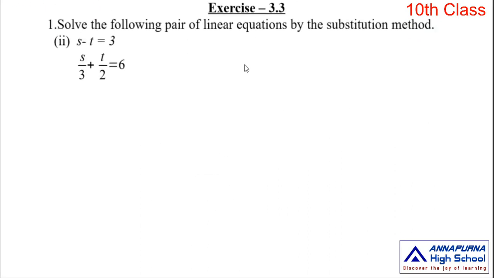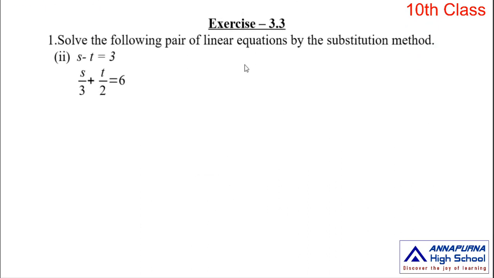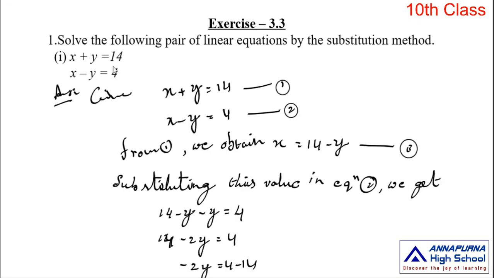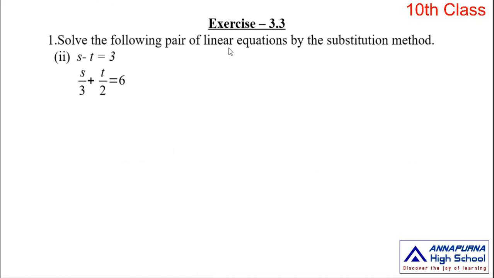Let's come to the second one. Here the second pair of equations is s minus t is equal to 3 and s by 3 plus t by 2 is equal to 6. Is there any difference between the first pair and the second pair? Yeah, there is a small difference. In the first pair, if you observe, the coefficients of the variables are all integers. But when you come to the second pair, in the second equation, the coefficients of the variables are rational numbers, that means they are in p by q form.